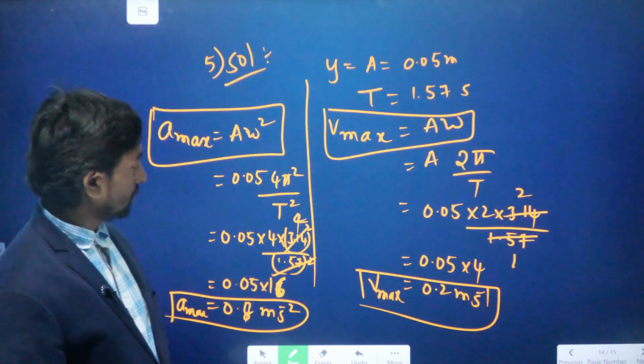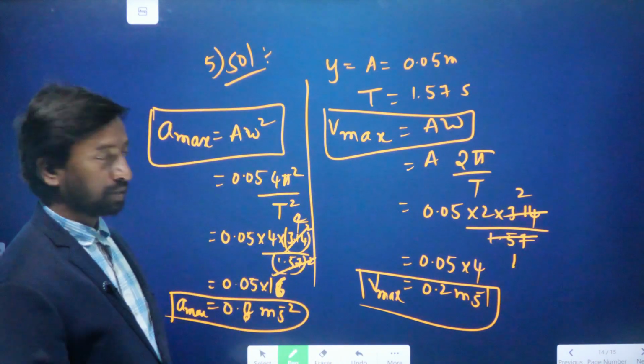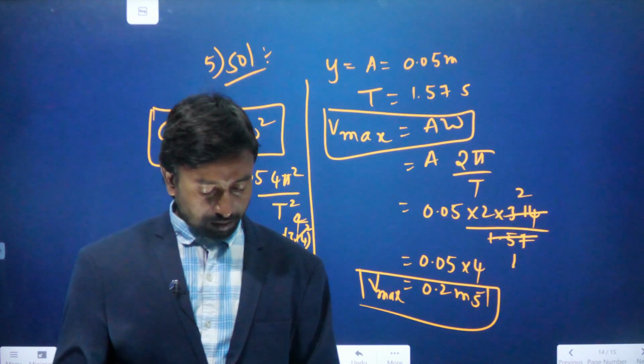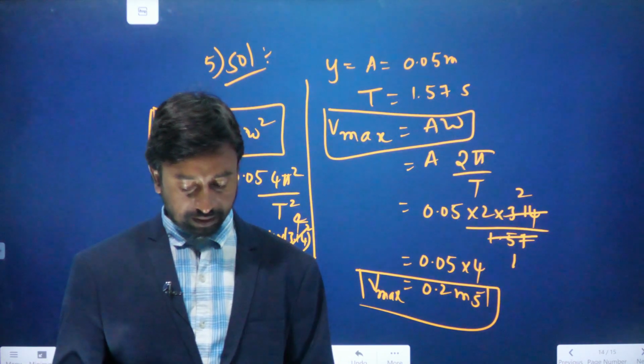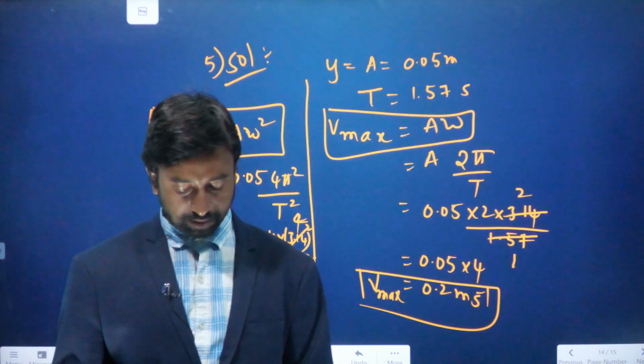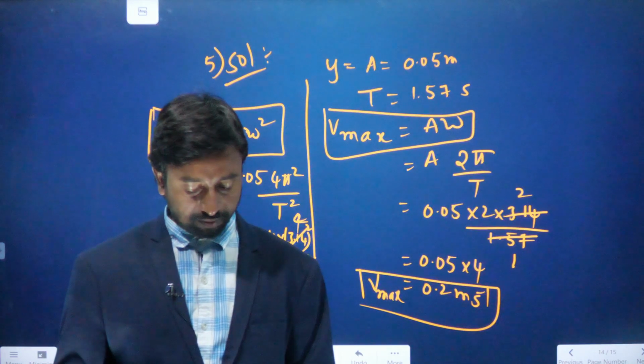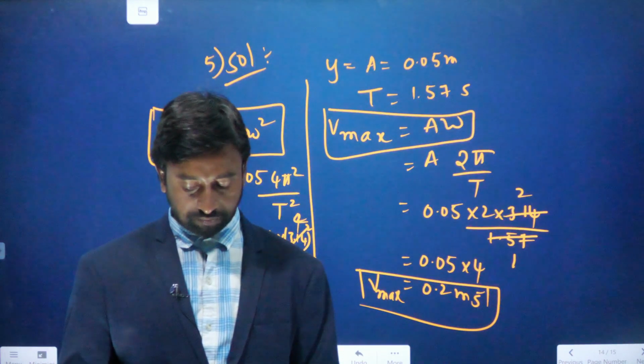So the options are 0.2 and 0.8. This answer is option 3. Next question: the time period of a particle performing linear SHM is 12 seconds. Find the time taken by it to make a displacement equal to half of its amplitude.